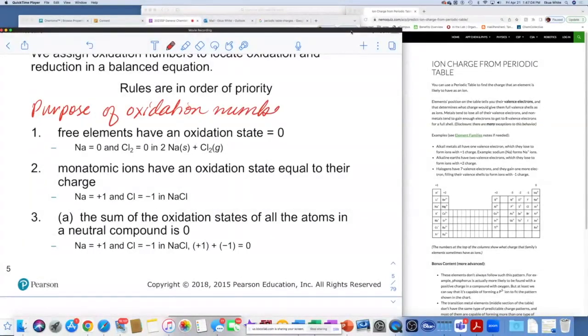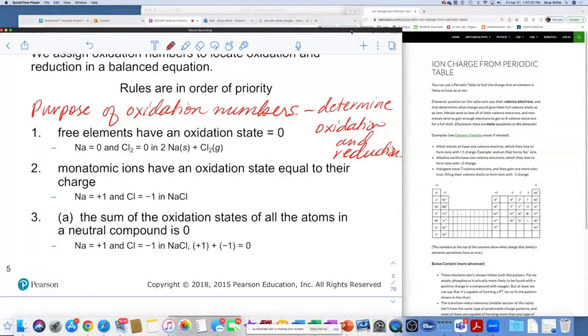So if you're making up stuff, you're making it up with a purpose, right? The purpose here is to identify: is the reaction being oxidized or not? Is it being reduced or not? So the purpose of oxidation number is to determine oxidation and reduction. So we're trying to figure out, looking at a chemical reaction, is this reaction being oxidized? Yes or no? We can't really just look at it and tell.